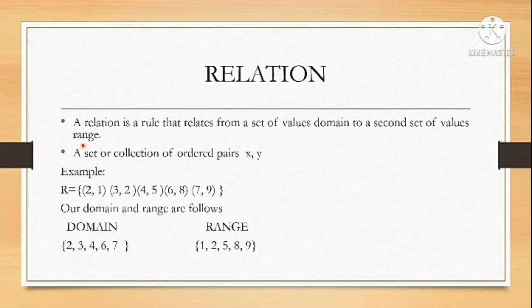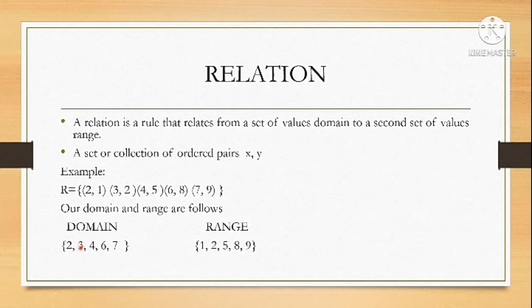Relation. A relation is a rule that relates a set of values, the domain, to a second set of values, the range. It is a set or collection of ordered pairs x and y. This is the domain and this is the range. For example, a relation R has a set of ordered pairs (2, 1), (3, 2), (4, 5), (6, 8), (7, 9). Our domain and range are as follows.